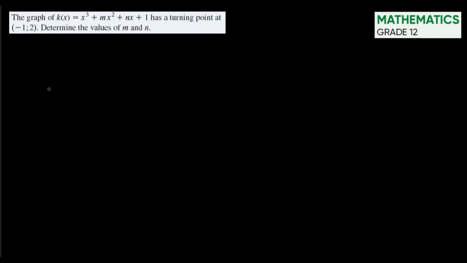So suppose we're given this exam type question where we're given the graph of k of x, which is equal to 3x cubed plus mx squared plus nx plus 1, and we are told that it has a turning point, and I'll abbreviate the turning point to be TP, and this turning point is at (-1, 2). So how do we go about finding the values of m and n?